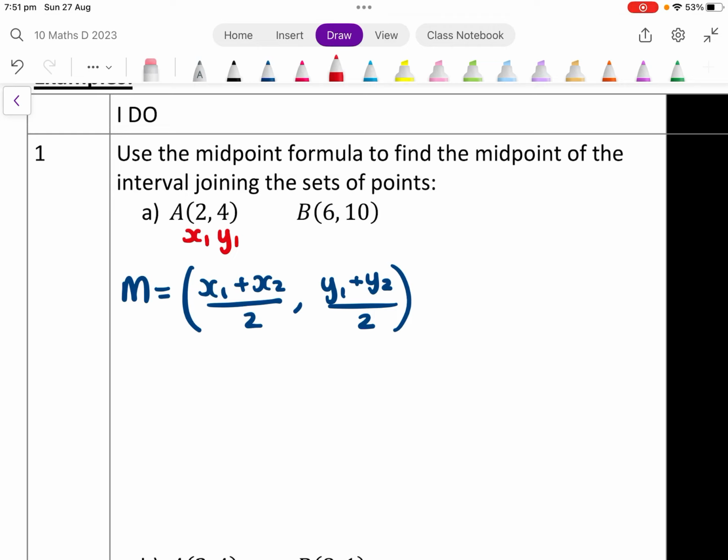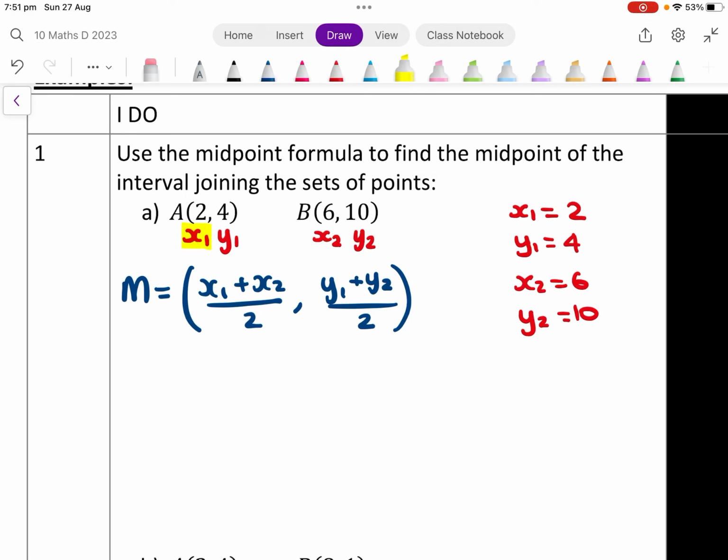We then have our second coordinate, and our 6 is our x coordinate. I'm going to call that x2, so it's our second coordinate. And then we have that our 10 is our y2. So what we have is that x1 equals 2, y1 equals 4, x2 equals 6, and y2 equals 10.